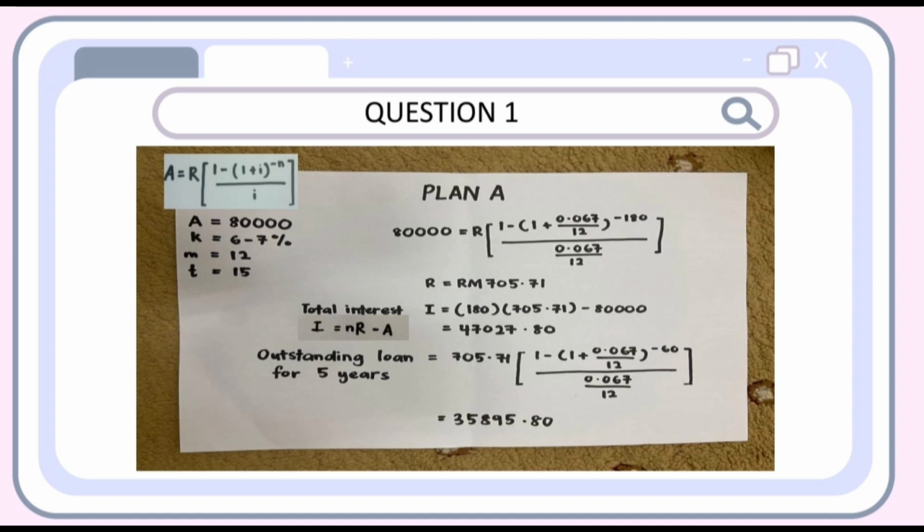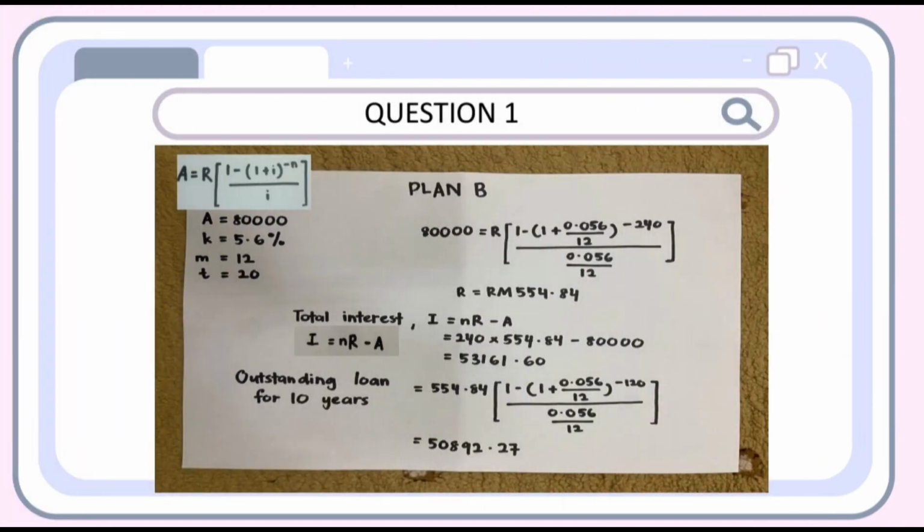For the outstanding loan after 10 years, with 5 years remaining, we substitute into the formula: R, RM 705.71 multiplied by 1 minus (1 plus 0.067 over 12) to the power of negative 60, over 0.067 over 12. We get the answer for the outstanding loan as RM 35,895.80.